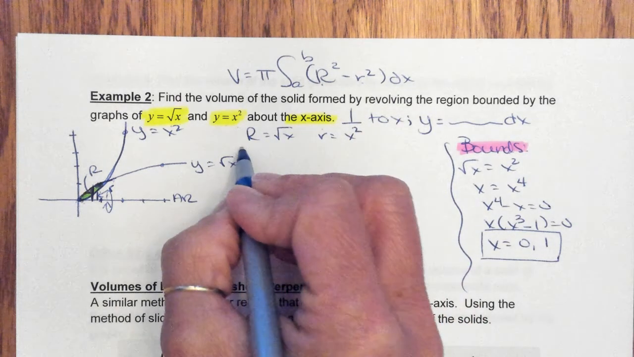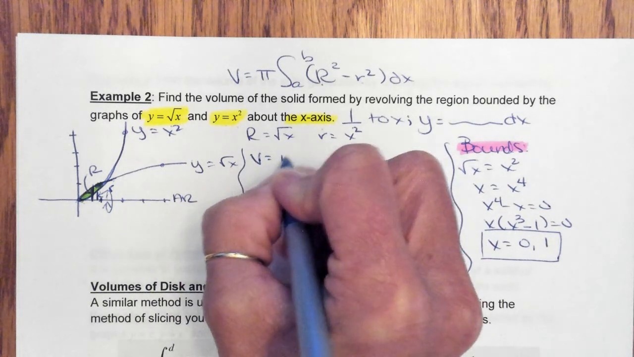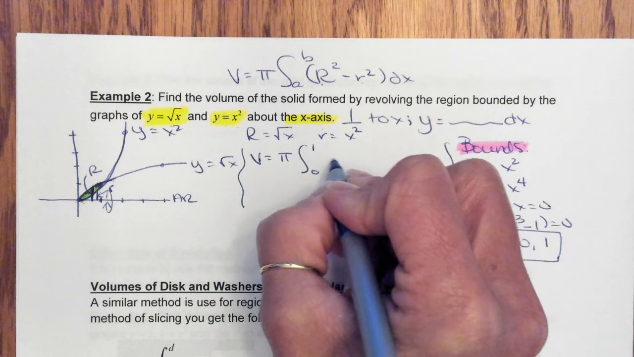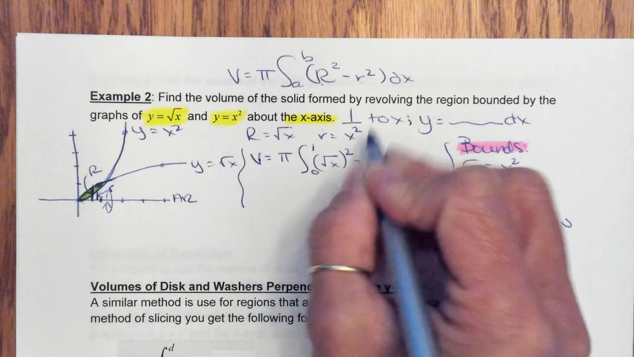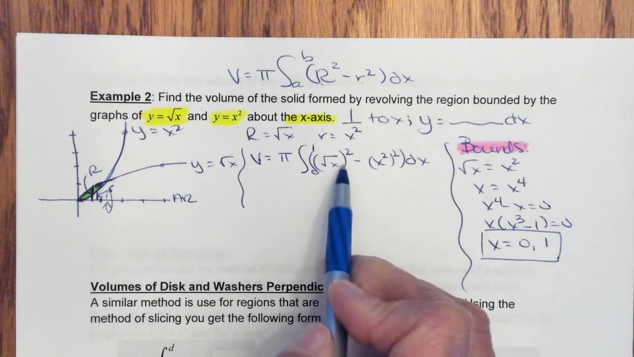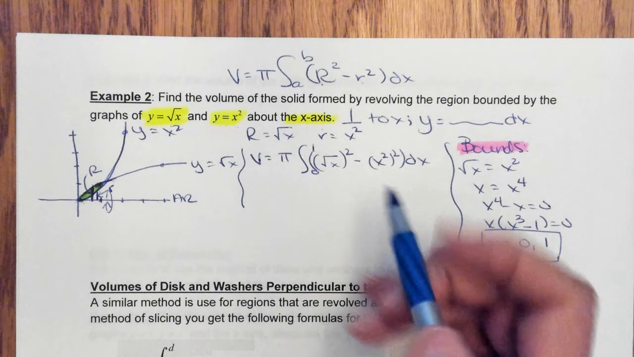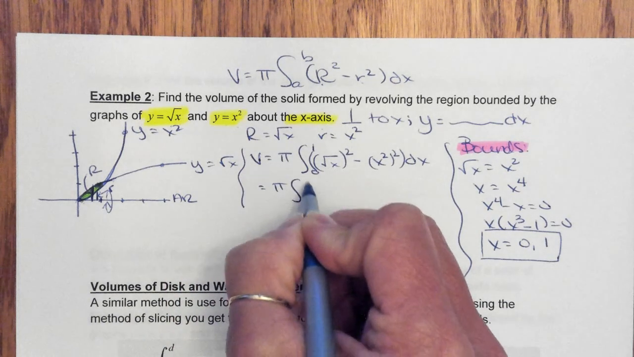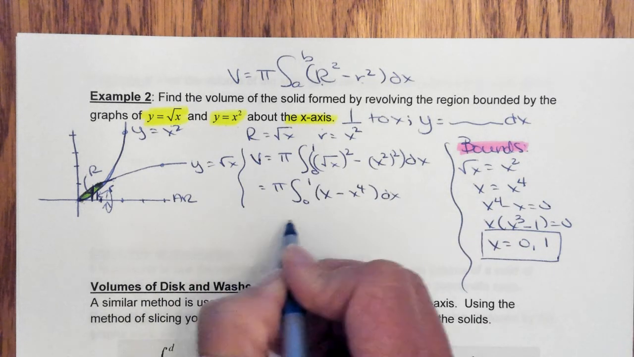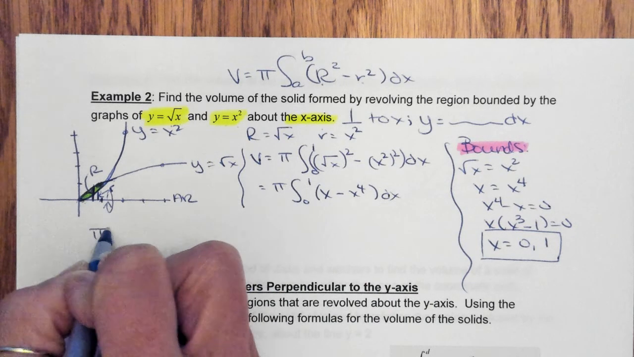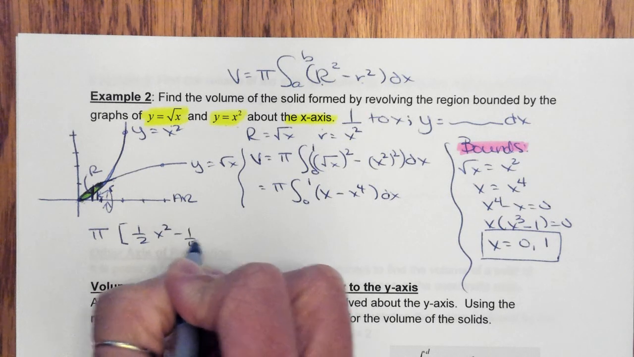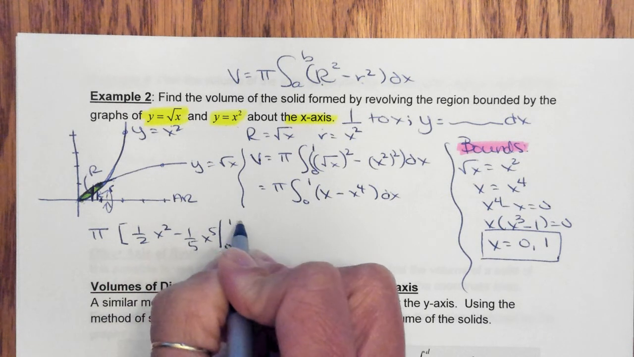So now we can write our setup. So the volume is equal to pi times the integral from 0 to 1 of big R squared, which is the square root of x squared, minus little r squared, which is x squared squared. And remember, this is dx. So right now we're not using a calculator, so we want to simplify this. So this is pi times the integral from 0 to 1 of x minus x to the fourth dx. We'll integrate. So this is pi times 1/2 x squared minus 1/5 x to the fifth, to be evaluated from 0 to 1.